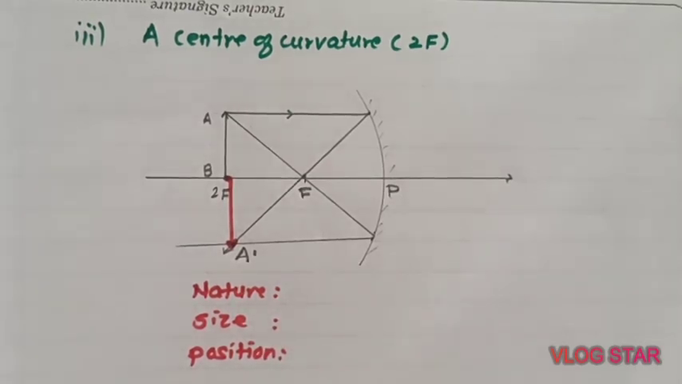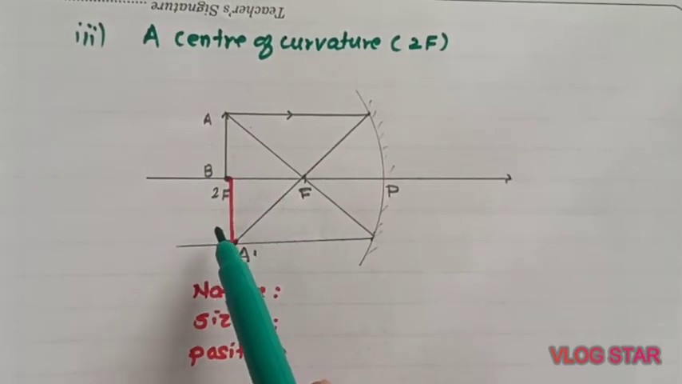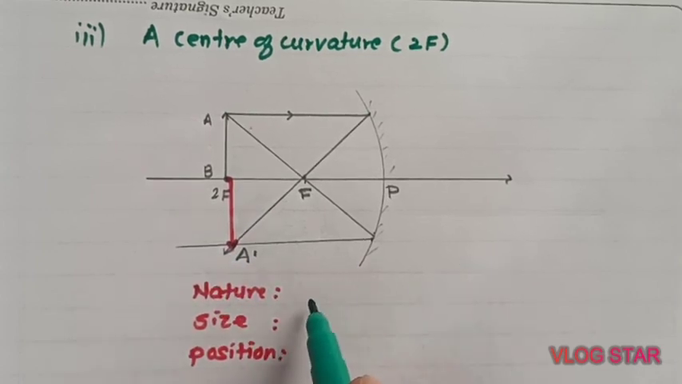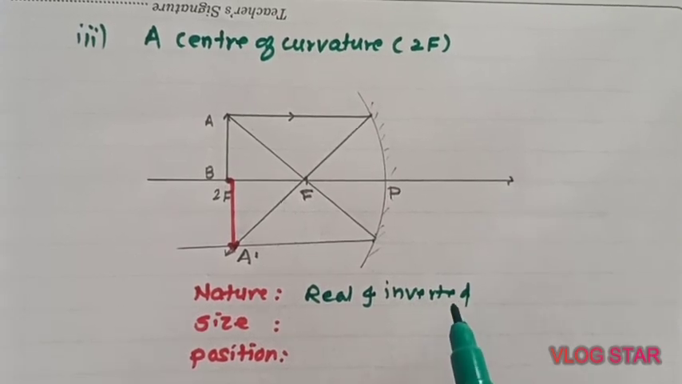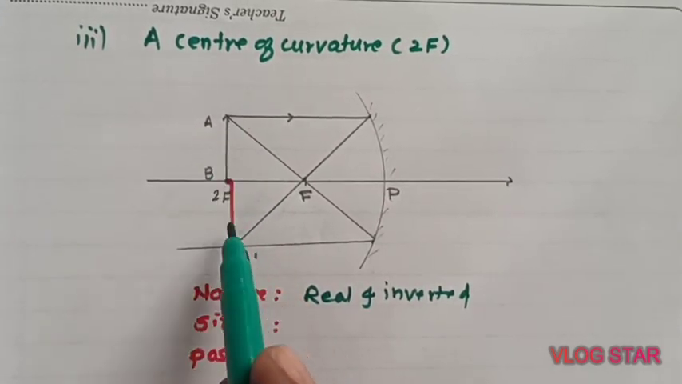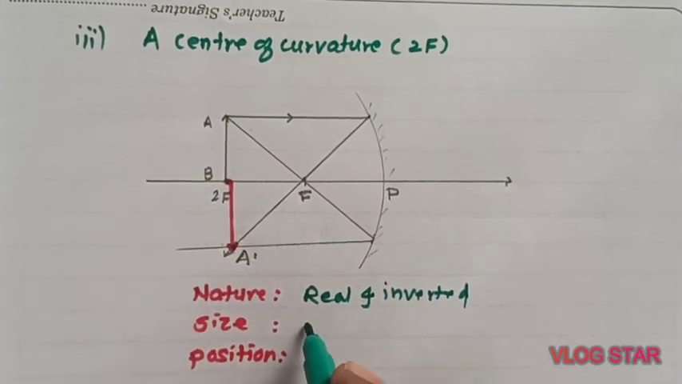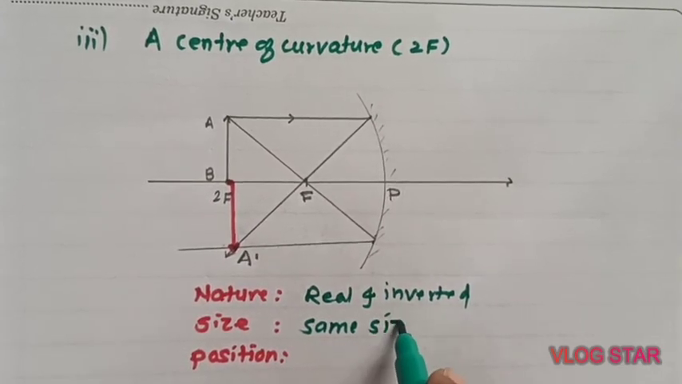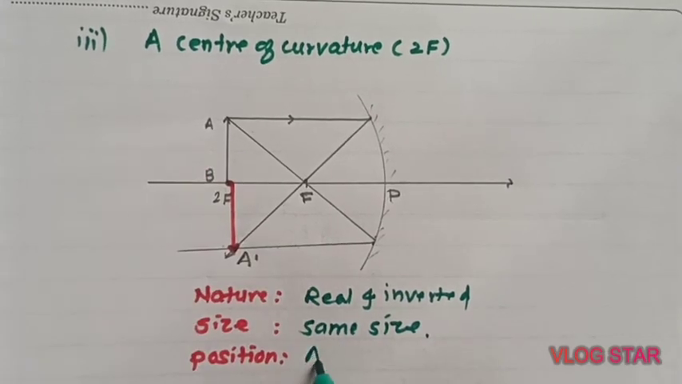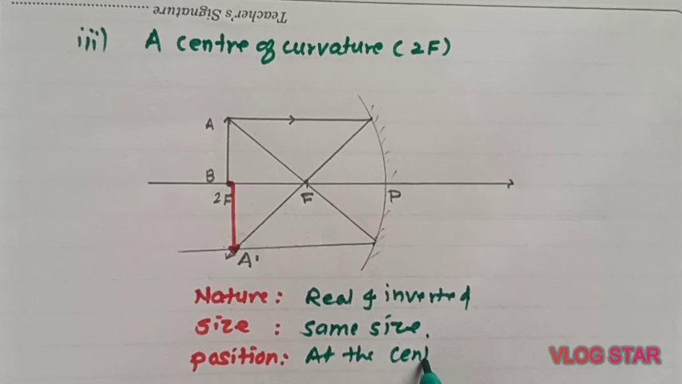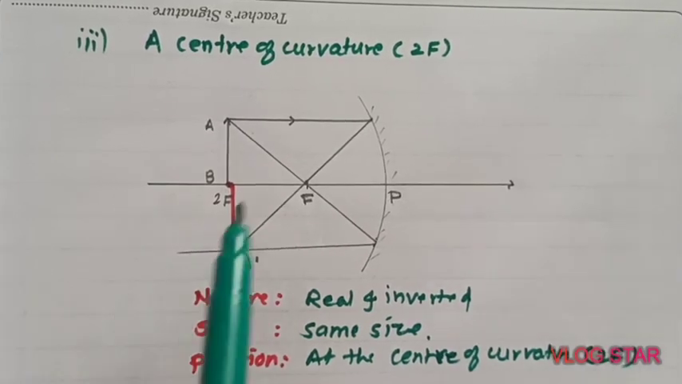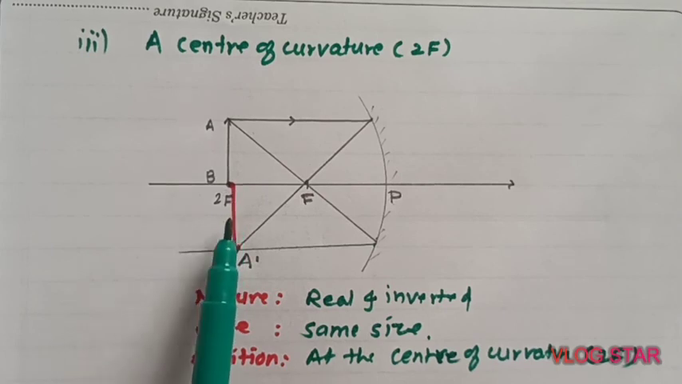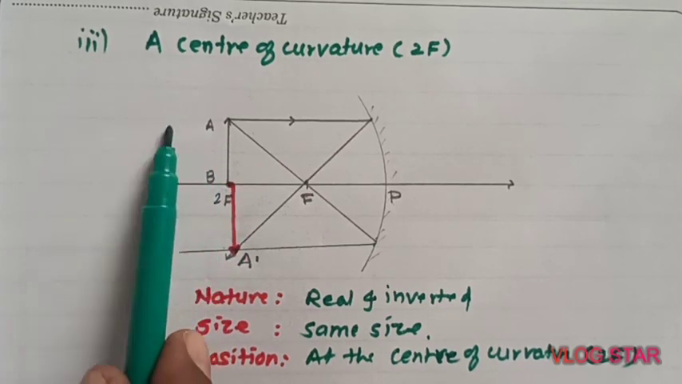What is the nature? The image is in front, so real, and below the axis, so real and inverted. Size, same size because it is at the same position, that's why same size. Position, at the center of curvature, that is 2F. Which means the image is formed at the same position, of the same size but inverted.